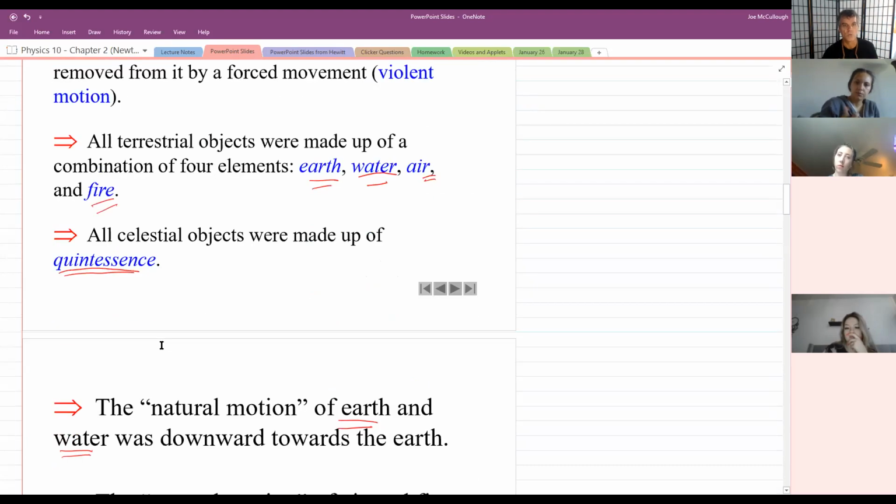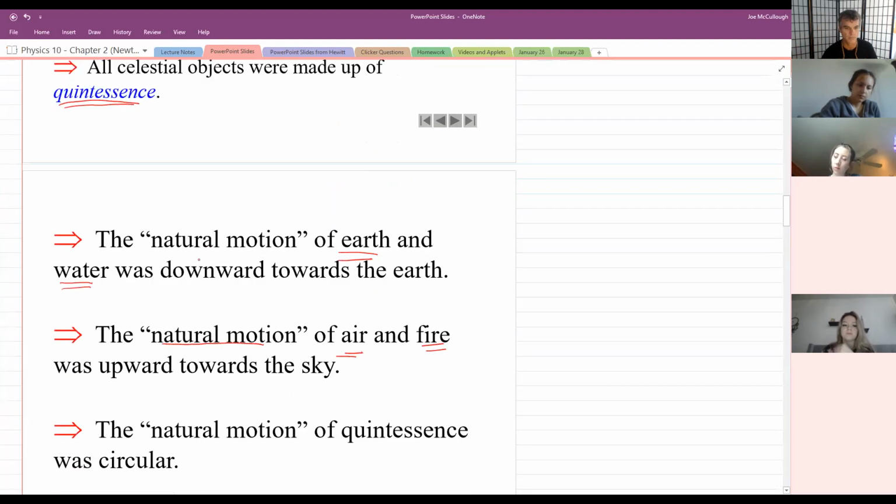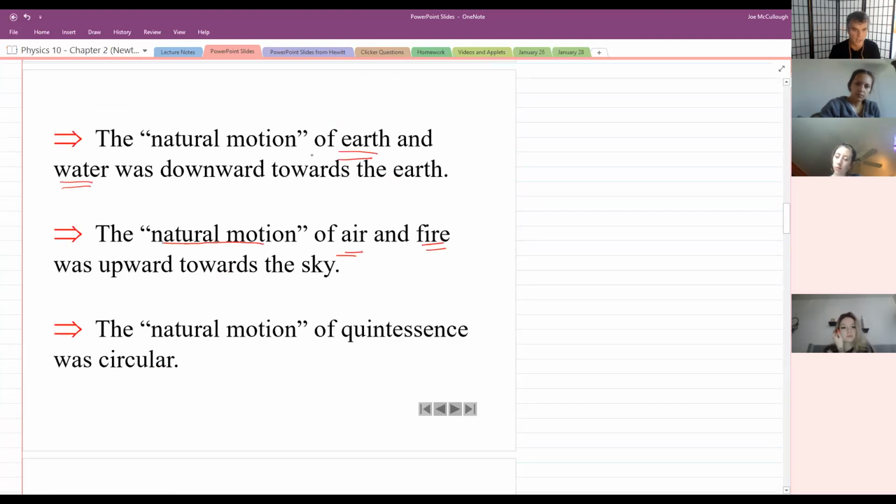Now, what they did know was that things in space tended to move in circles. And so what he said was anything in space was made up of something called quintessence. And the natural motion of something made of quintessence was circular. So anything made of earth or water, natural motion was downward. Anything made of air or fire, the natural motion was upwards. And anything made of quintessence, the natural motion was circular.